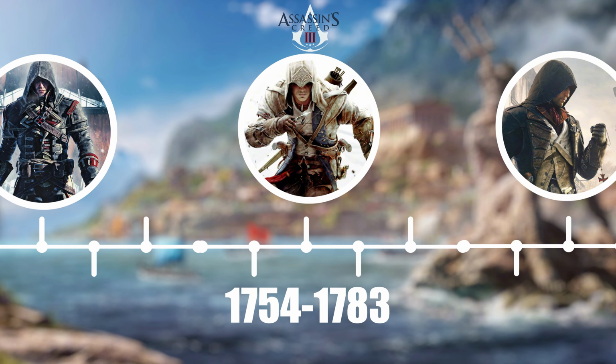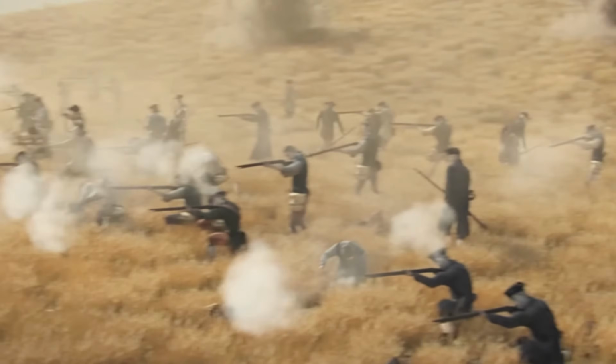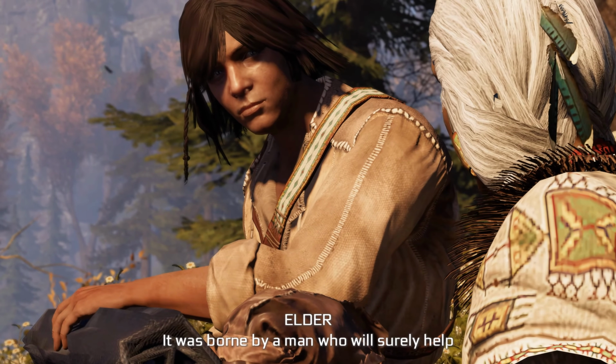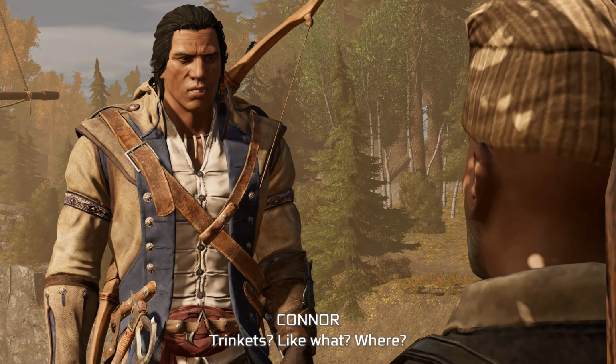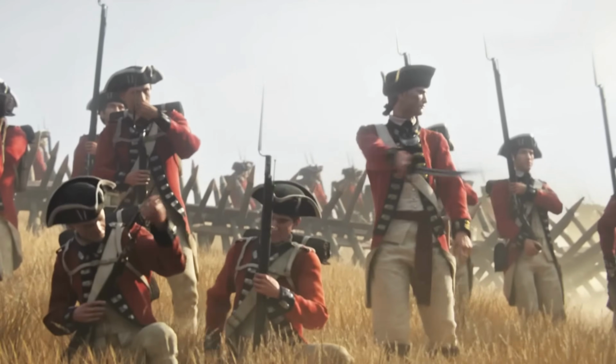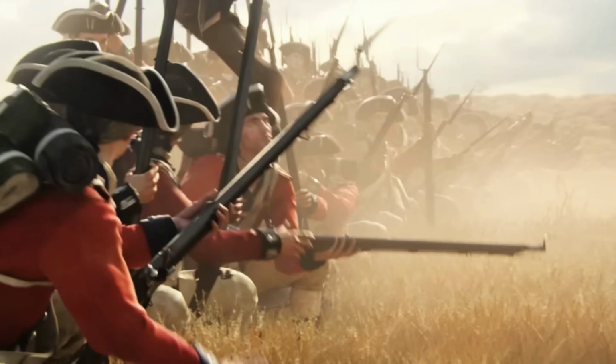Just as Rogue ends, Assassin's Creed III begins, set between 1754 and 1783 during the American Revolution. Here, we meet Connor, a young assassin of Native American and British descent. He fights not only for the Brotherhood, but also to protect his people and their land, as war rages around him.